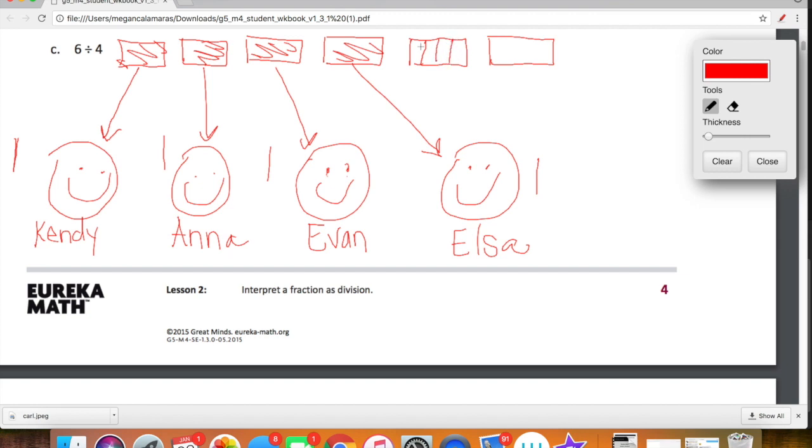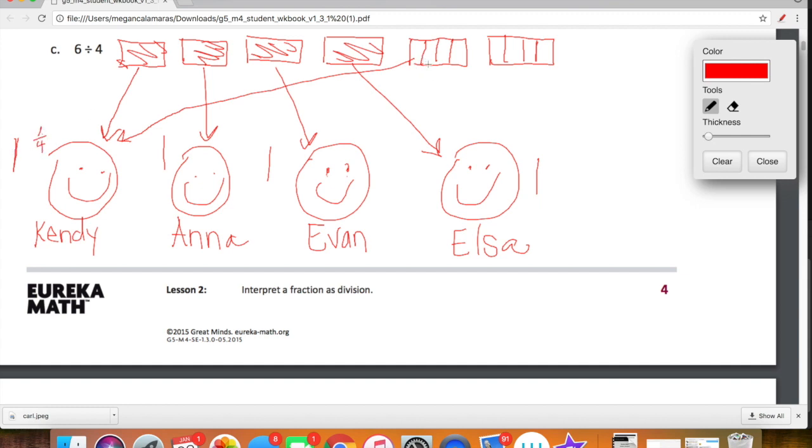So what we're going to do is divide each of our graham crackers into 4 equal pieces. And then we're going to share each of our 4ths with our friends. So Kendi, you get a 4th. So he's got a 4th. So he has 1 and 1/4.